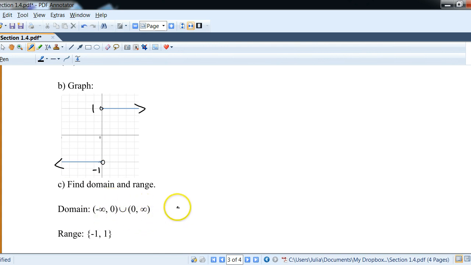0 is not included. You can also write it in set notation, but I think I wrote it how it would be on the homework as well. So everything but 0. And the range is only two y values, so it's negative 1 and positive 1 in this case. And that's it.